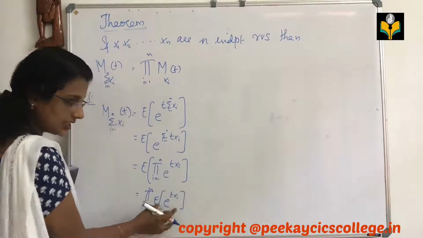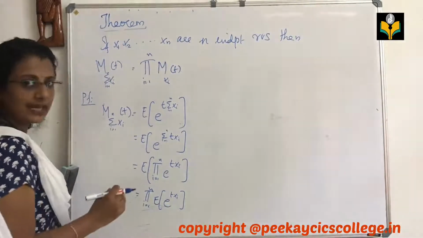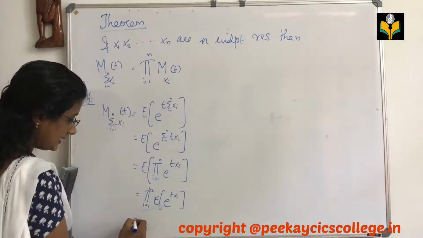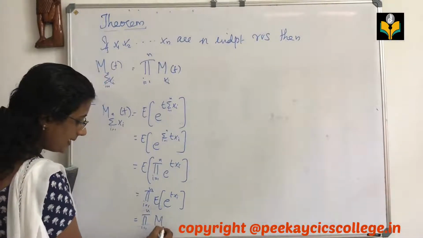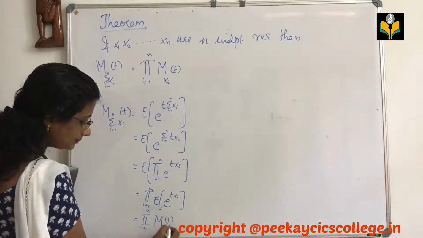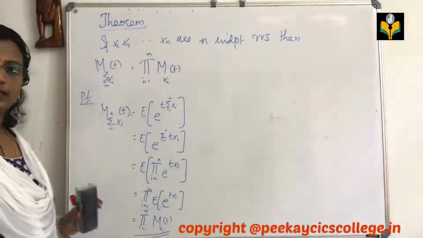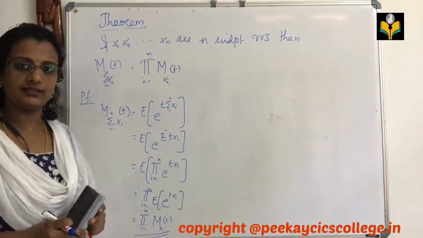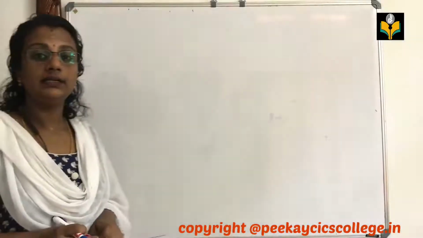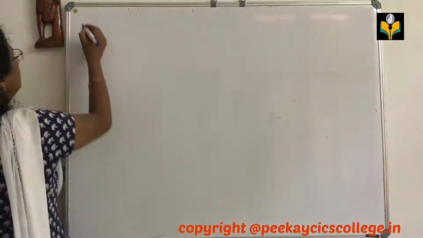What is this expectation of e raised to t x_i? That is the mgf of x_i. So that is product i from 1 to n of M_xi(t). This is the case of n number of independent random variables. Okay, now we have a result.